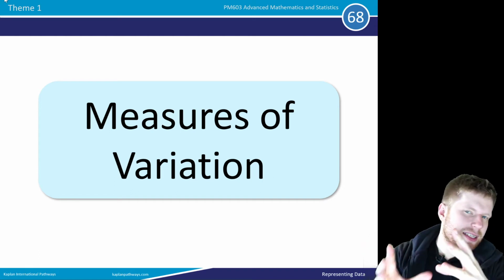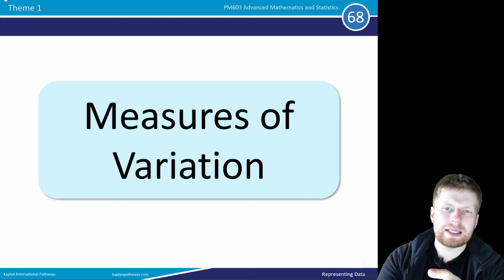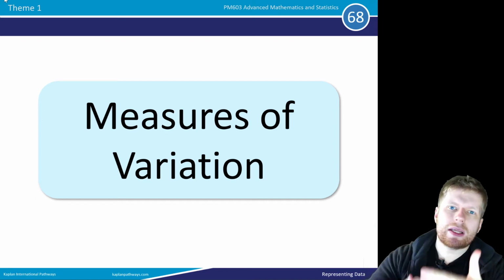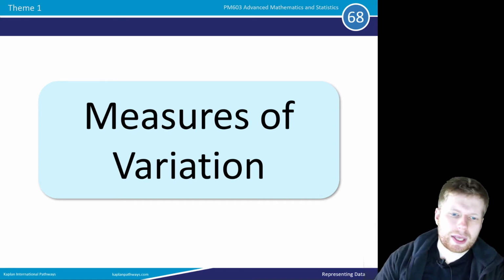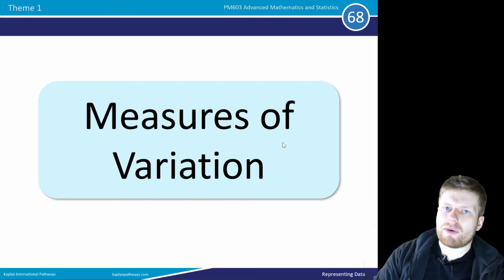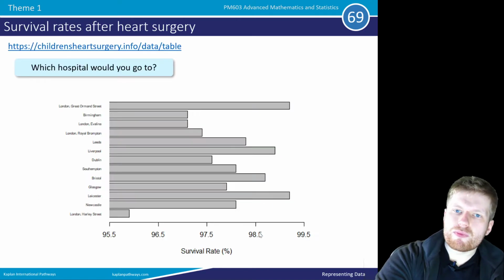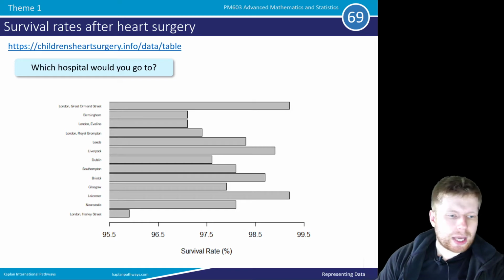Now, there are some instances where actually a measure of central tendency is okay, but it's not enough on its own. I need to understand something a little bit more about what's happening with my data, okay? And this is where measures of variation comes in. Another word for this is a measure of spread. So let me show you a real life example of a data set, okay?